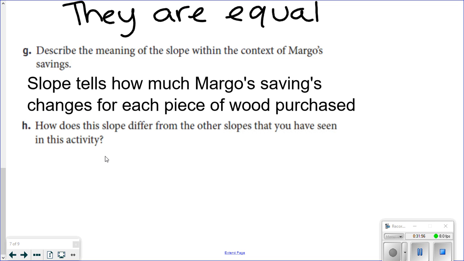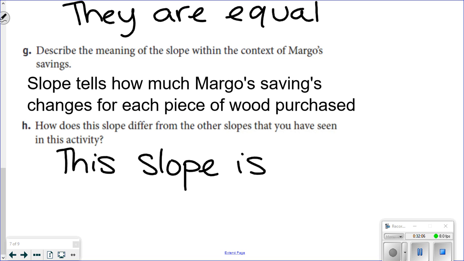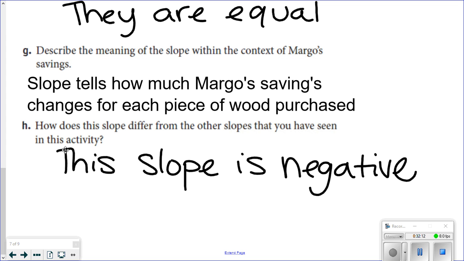How does this slope differ from the other slopes that we've seen in this activity? This slope is negative. And how do we know that? Because our line was decreasing. Our line is declining. Why? Because she's losing money.